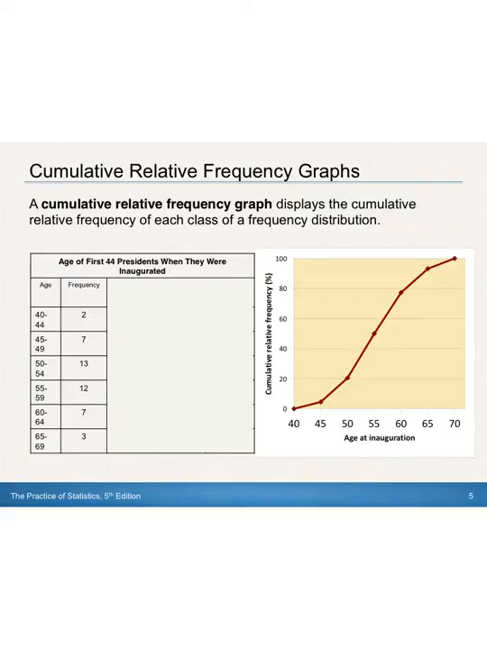So let's make sure first we get straight the difference between frequency, relative frequency, and cumulative relative frequency. So first we have frequency. In this particular case, they've categorized things by age, and from 40-44 there were 2 presidents that were that age. And so a frequency graph can be a dot plot or a histogram. And so we would go ahead and put 2, and then we'd put 7, and all that kind of stuff.